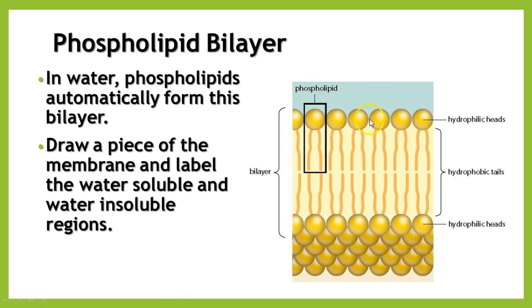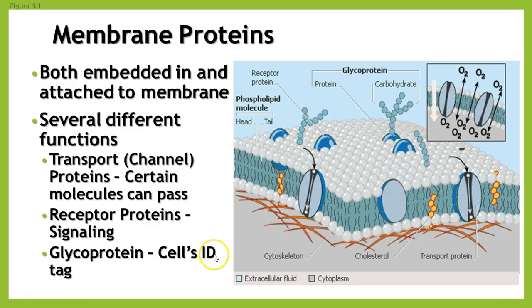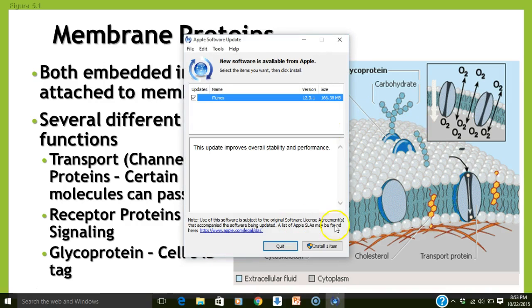So draw a little bit of the membrane, a couple of the phospholipid pairs, the bilayer here, and label the hydrophilic polar part and the hydrophobic nonpolar part of the membrane. Now the membrane has a lot of proteins embedded in it, as we said.